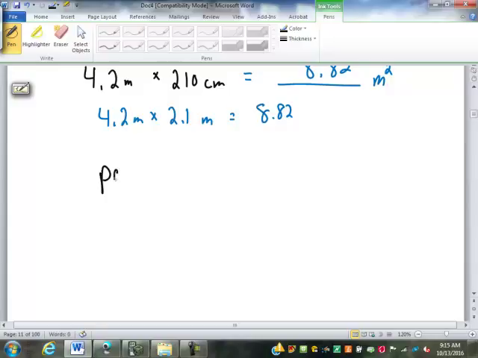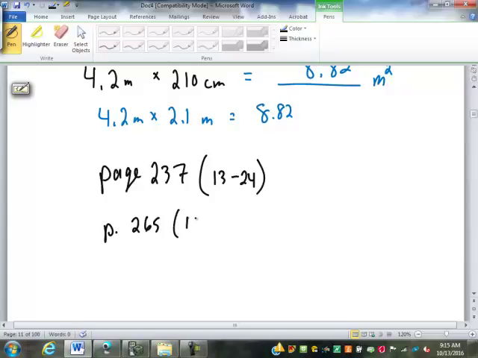For today, it does. In your packet, page 237. Yesterday you did 1 through 12. Today we're going to do 13 through 24. And on page 265 of that packet, yesterday you did 6 through 14. Today we're going to do 15 through 22.